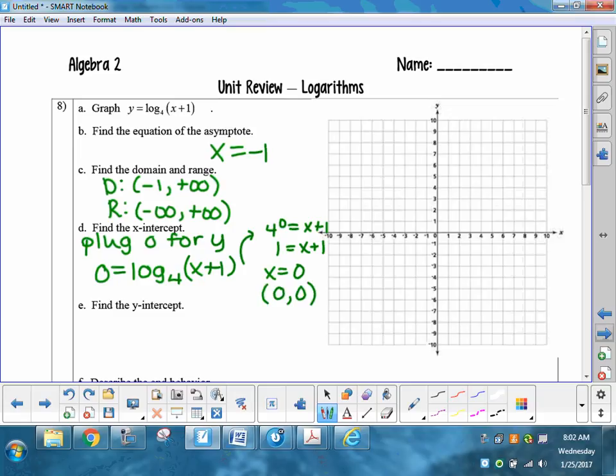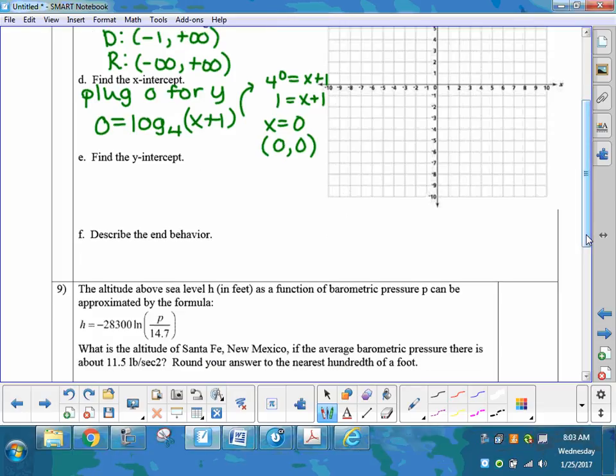How do you find the y-intercept? Do you need me to do that? Come on, stop it. Describe the end behavior. Now, we haven't done it in forever. There you go. Function of the week. You're right. That's my fault.